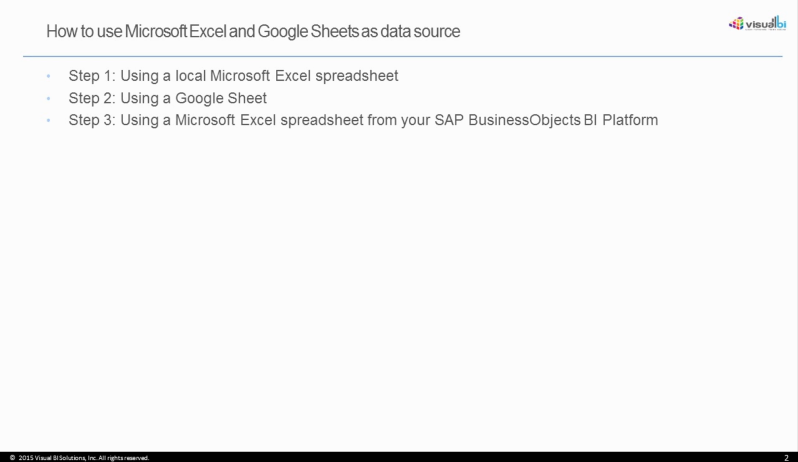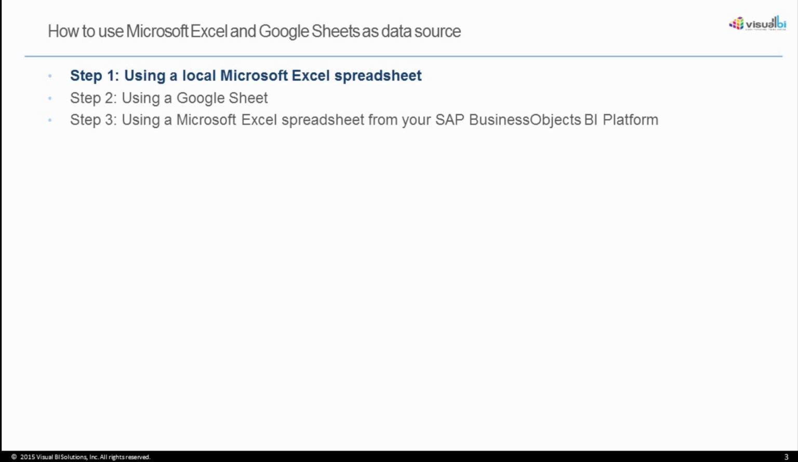First, we will use a local Excel file. Then, we will use a Google Sheet as a data source. And then, we will use an Excel file stored on the BusinessObjects server. So let's start with the first scenario, using a local Excel file.